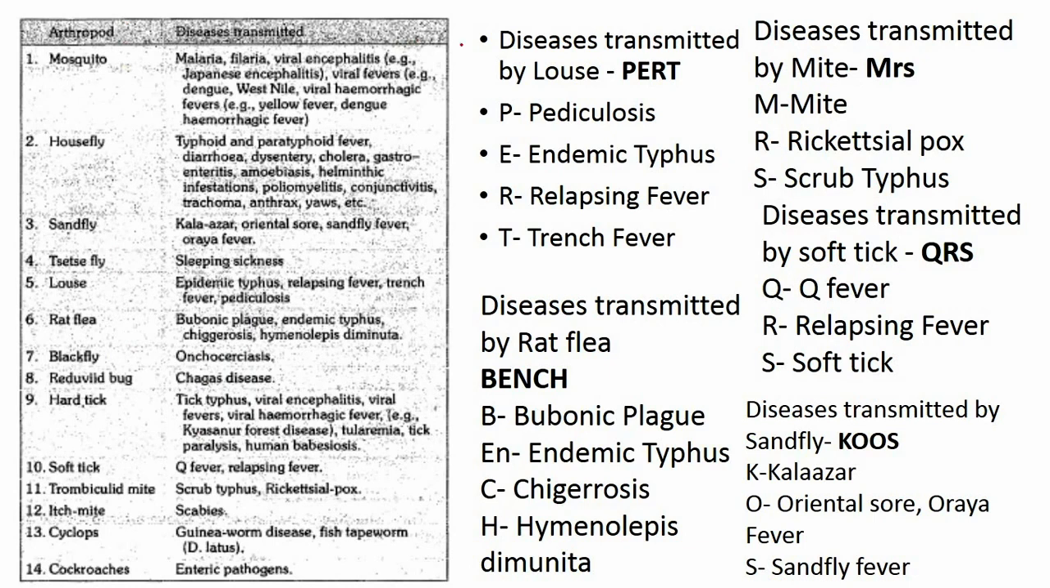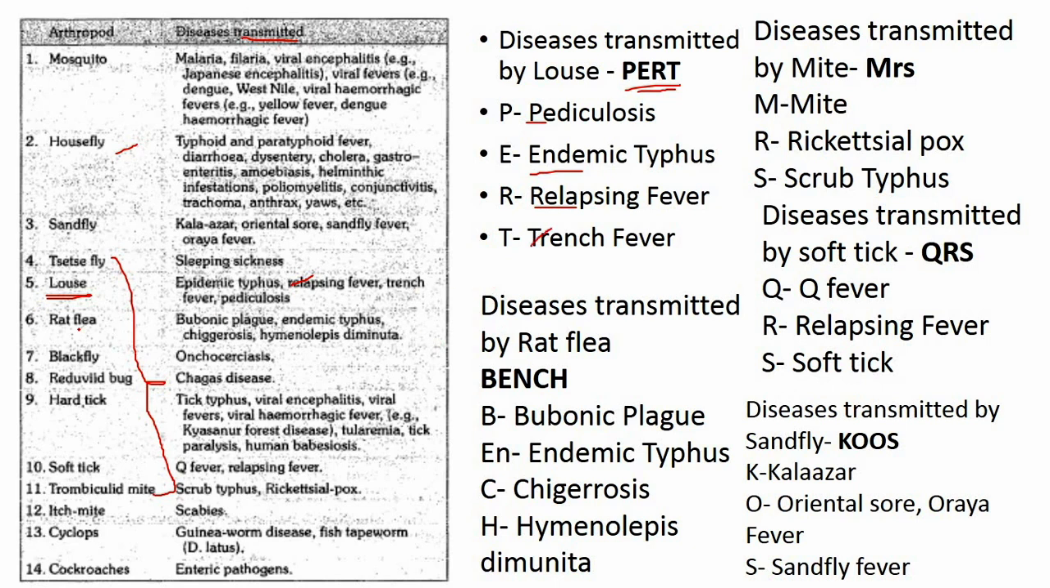entomology, the diseases transmitted, and remember this is diseases transmitted, not diseases caused. Mosquitoes will be dealt with in the next slide. For all these confusing vectors, we are going to see the mnemonics. First we are going to see the louse. Louse can be remembered with the mnemonic PERT: P stands for pediculosis, E stands for endemic typhus, R stands for relapsing fever, and T stands for trench fever.